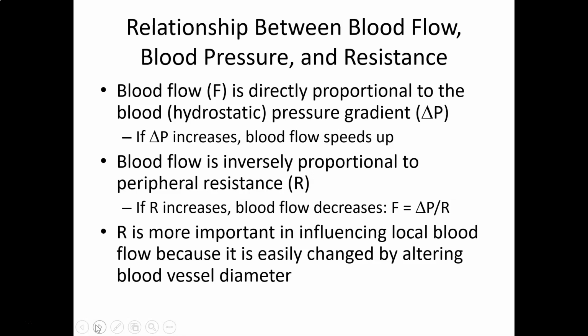So if you're interested in the math, here it is. Blood flow is directly proportional to the pressure gradient. So the difference between pressure on either side, the bigger the gradient is, the faster blood's going, or the more blood flow you get. Blood flow is inversely proportional to resistance. So if resistance increases, blood flow decreases. Resistance is the important thing, because we can easily change the diameter of blood vessels. It's a lot more difficult to change the thickness of your blood. It's a lot more difficult to change the length of a blood vessel. But the diameter, we can.